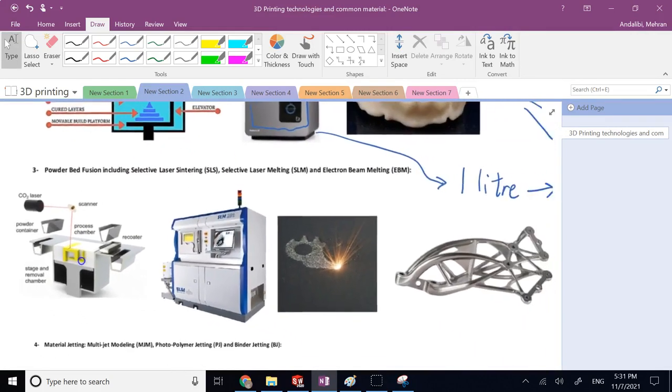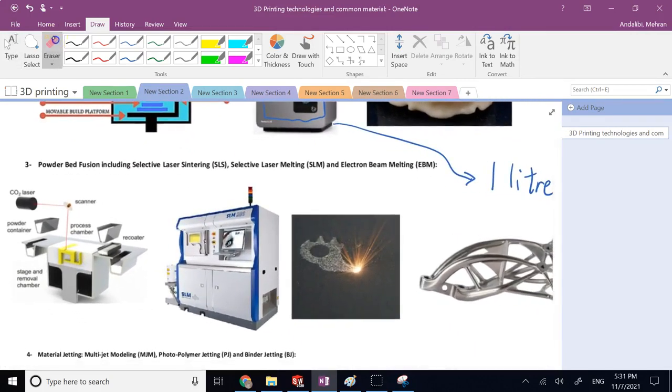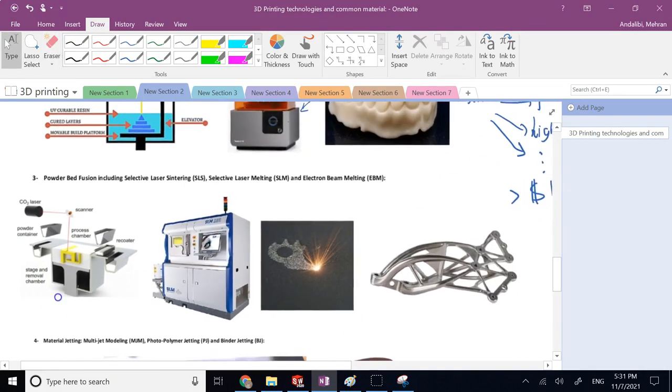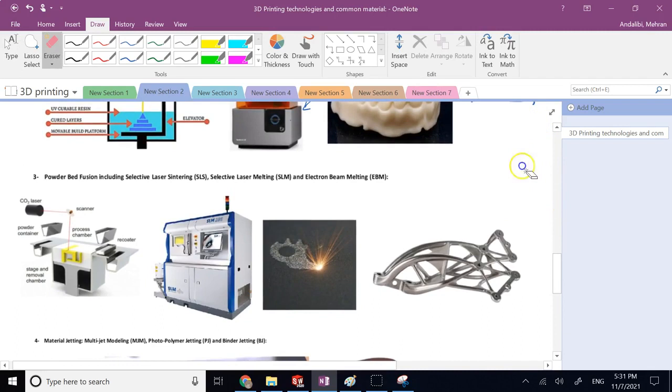Good. Let's go to the next category, which is basically powder bed fusion techniques. In the powder bed fusion techniques, there are a bunch of categories, but the three main categories are SLS, SLM, and EBM.